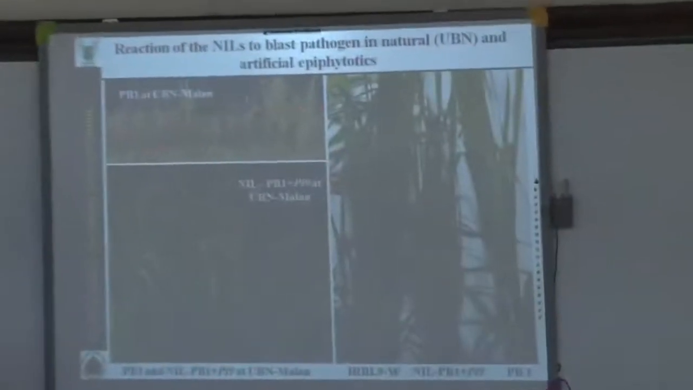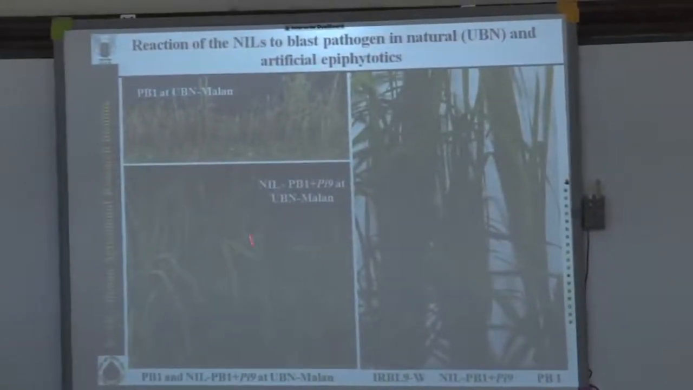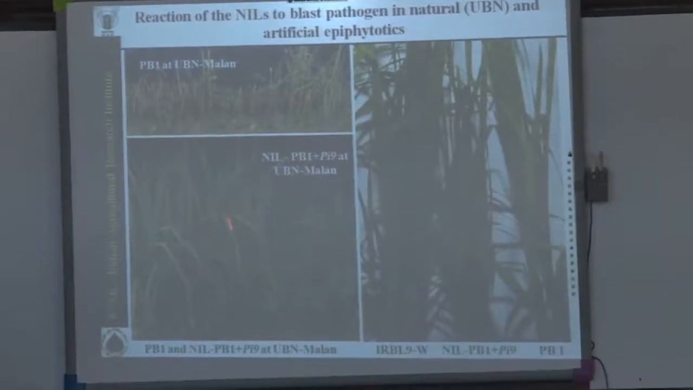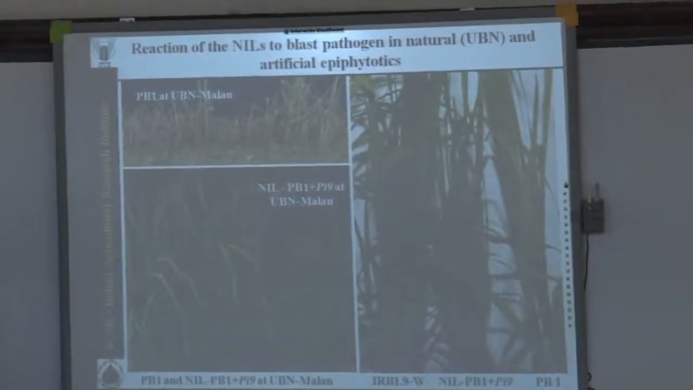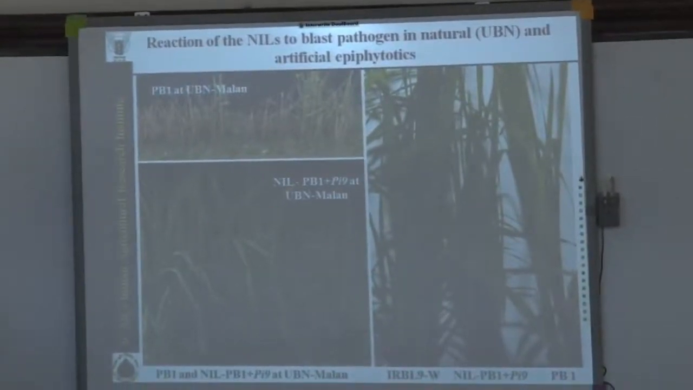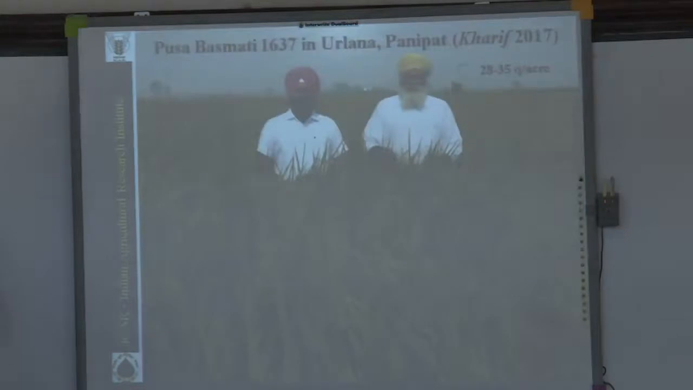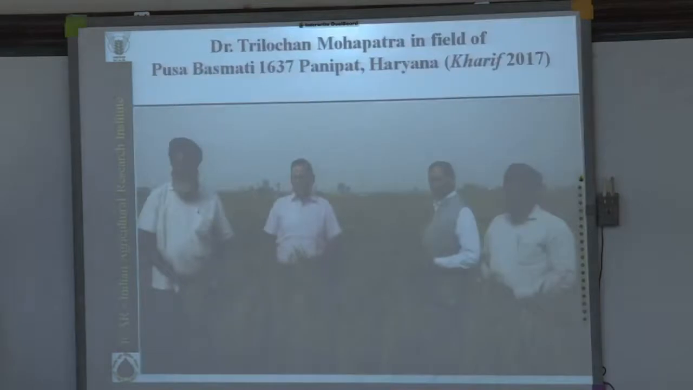As you can see here, Pusa Basmati 1 original is completely killed. It doesn't have the gene. In the same Pusa Basmati 1, when we transferred the Pi9 gene, in the uniform blast nursery at Milan, all plants are green. Nothing happens to them. This way we incorporated this gene, and then a variety called Pusa Basmati 1637 has been released for commercial cultivation. This is a field view on a farmer's field, where the farmers have a lot of liking. The variety has high yield, about 28 quintals per acre, and complete protection from blast disease. Here, Dr. Trilochan Mahapatra, Secretary DARE and DG ICAR, is visiting the farmer's field of 1637 to see how the performance is.